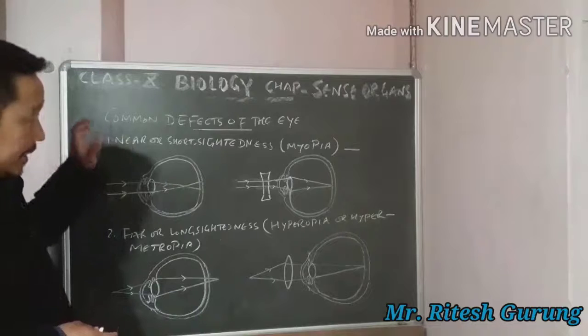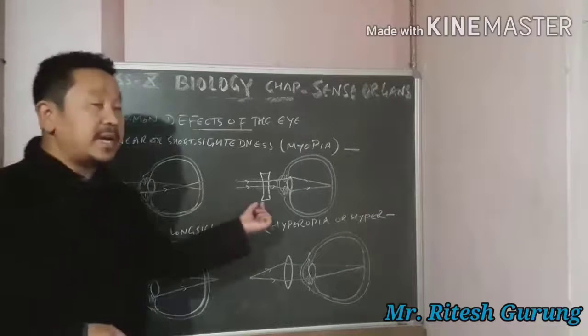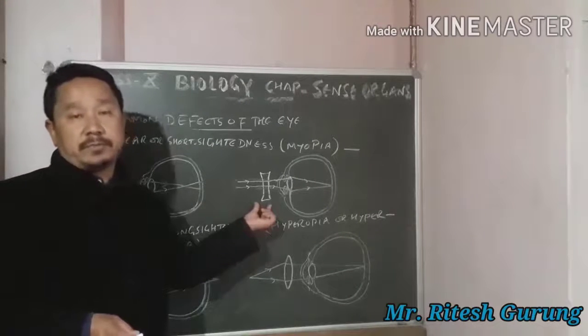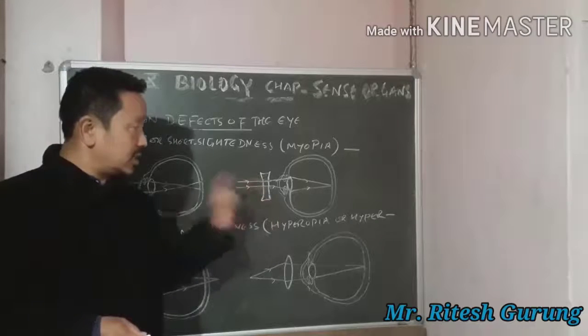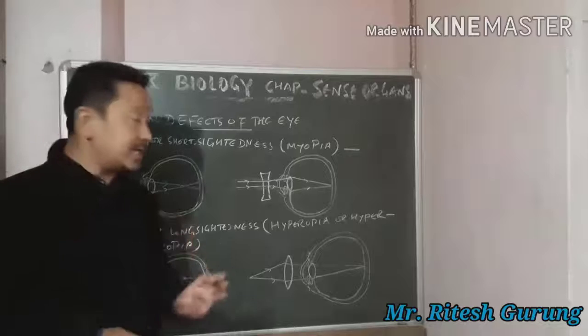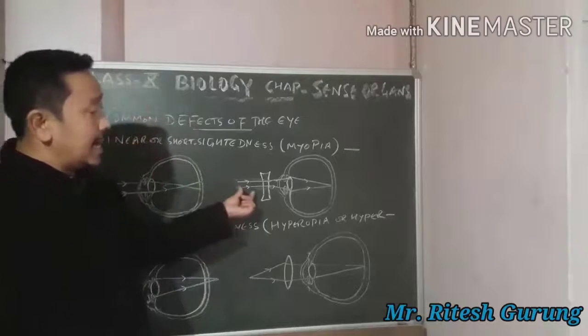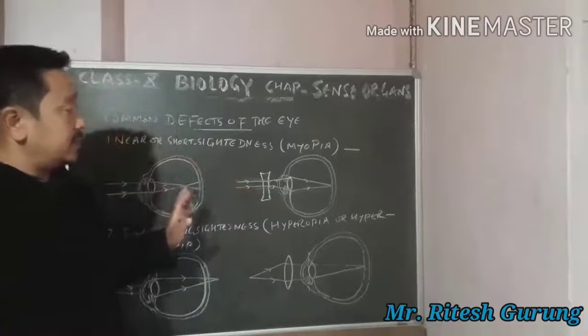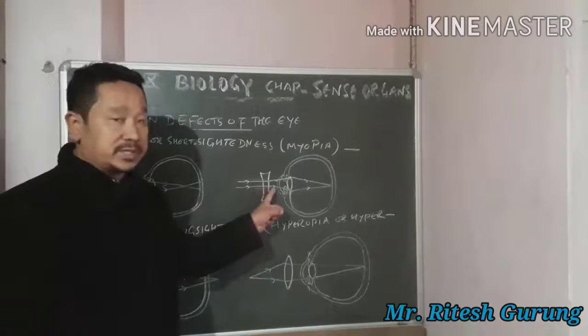This problem can be corrected by wearing a concave lens. This is a concave lens. What does this concave lens do here? The light rays coming from the object will first diverge like this.